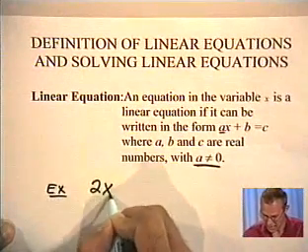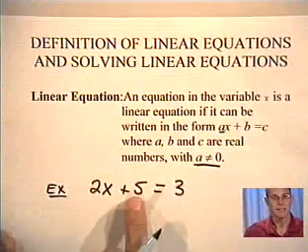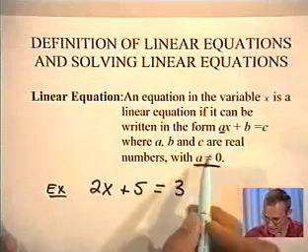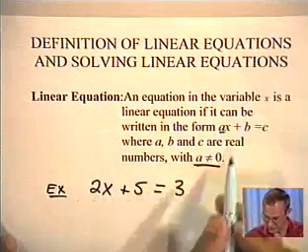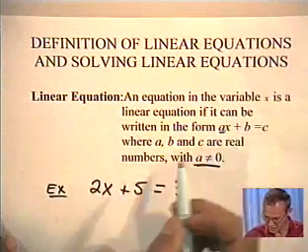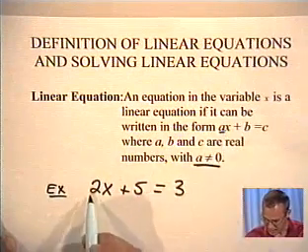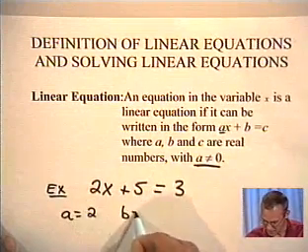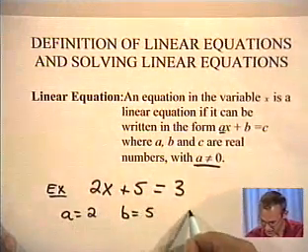2x plus 5 equals 2. This is a linear equation because it satisfies our definition. Notice our a is not equal to 0. And let's distinguish our a, b, and c. Let's see, our a is 2, our b is 5, and our c is 2.